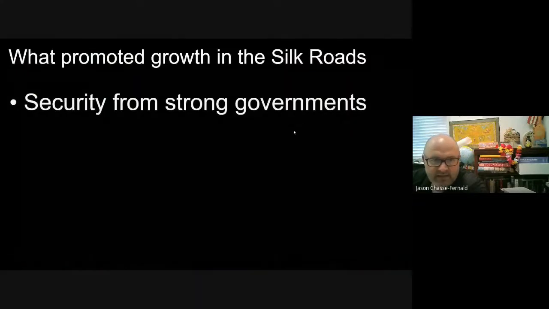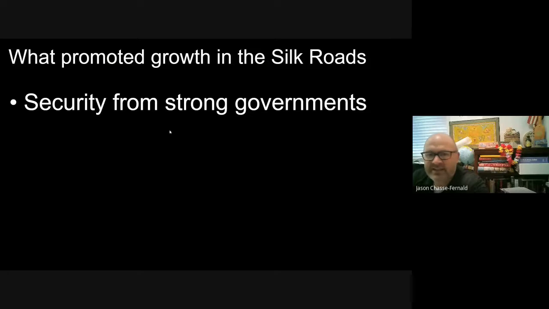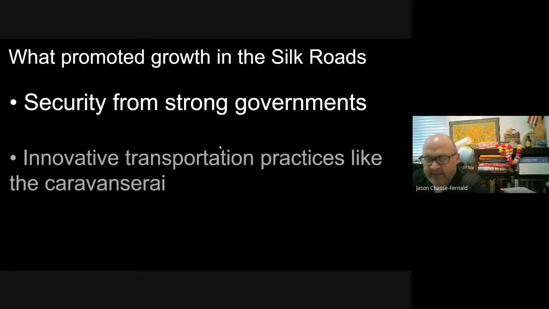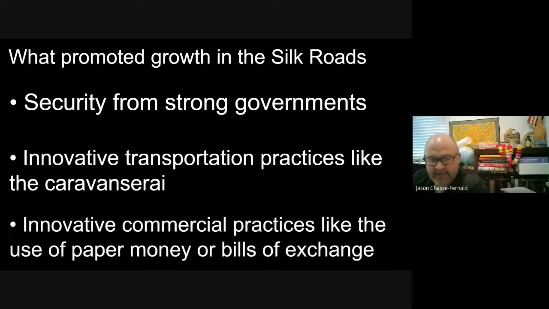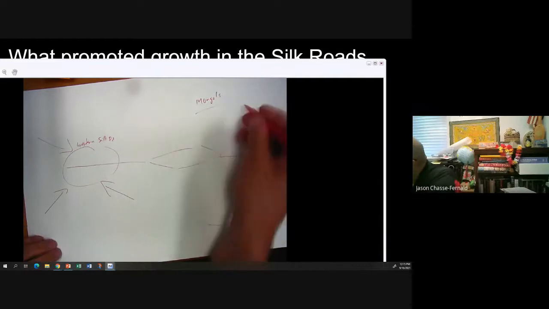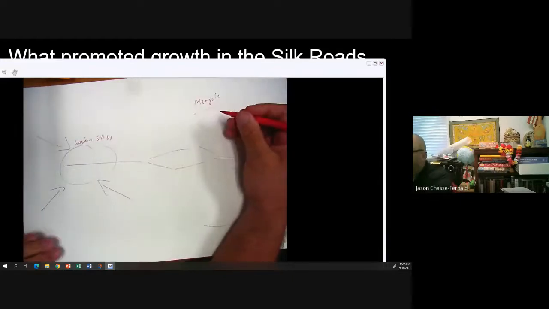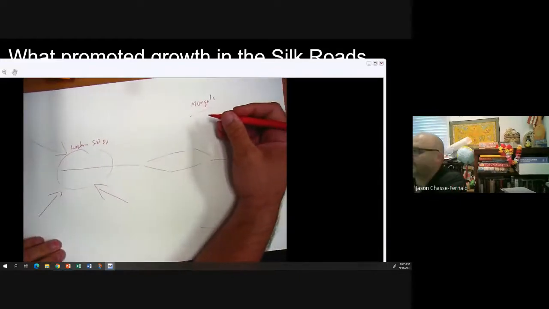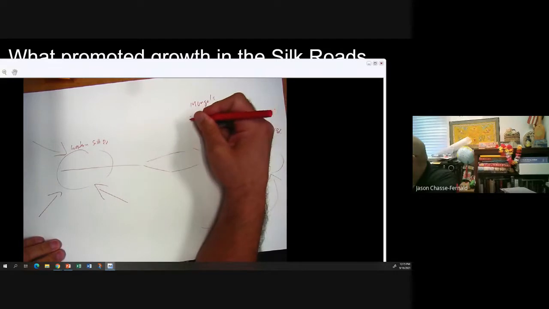So why does it revive? One is security from strong governments, innovation of transportation practices like the Caravanserais, and innovative commercial practices like paper money, bills of exchange, and early banking. The Mongols are largely responsible for all of this. So we see increased security.